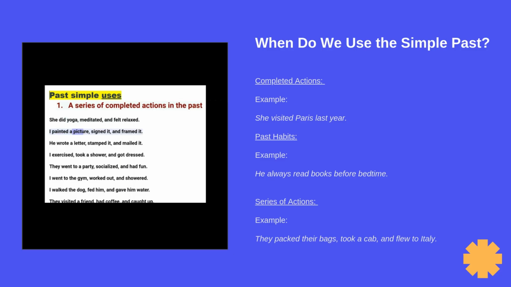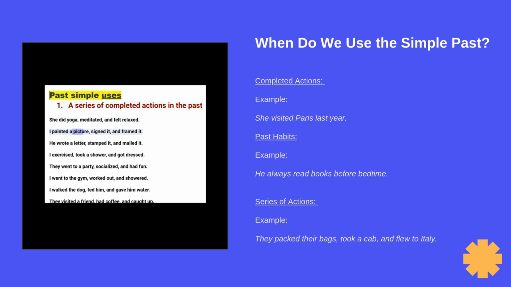Next, let's talk about when to use the simple past tense. There are three main uses for this tense: completed actions, past habits, and series of actions. Use the simple past tense to talk about actions that have been completed in the past.